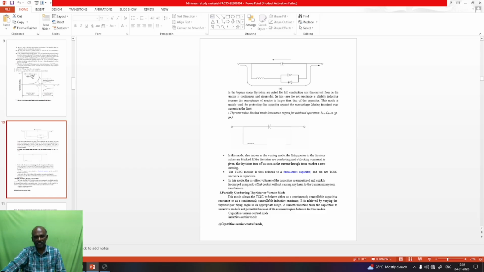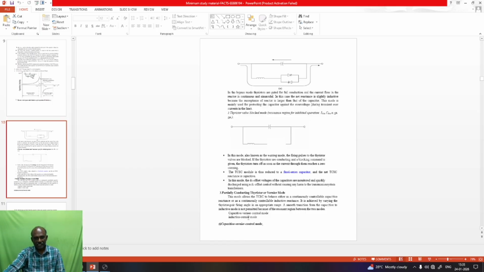It is achieved by varying the thyristor pair firing angle in an appropriate range. A smooth transition from the capacitive to inductive mode is not permitted because of the resonant region between the two modes. So the smooth transition is not possible here, for avoiding resonance.